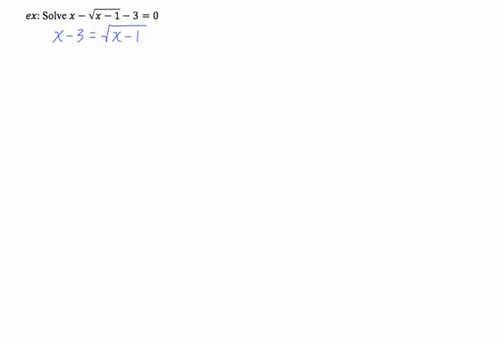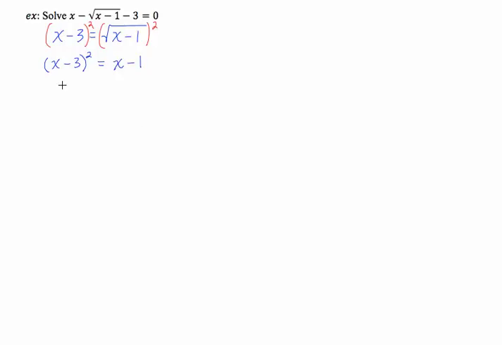Now remember, when you have a radical by itself, you either square or cube or whatever to both sides to eliminate that radical. Because this is a square root, I'm going to square both sides. And then on the left we have x minus 3 all squared equals, on the right the square root and the square cancel and we get just x minus 1.